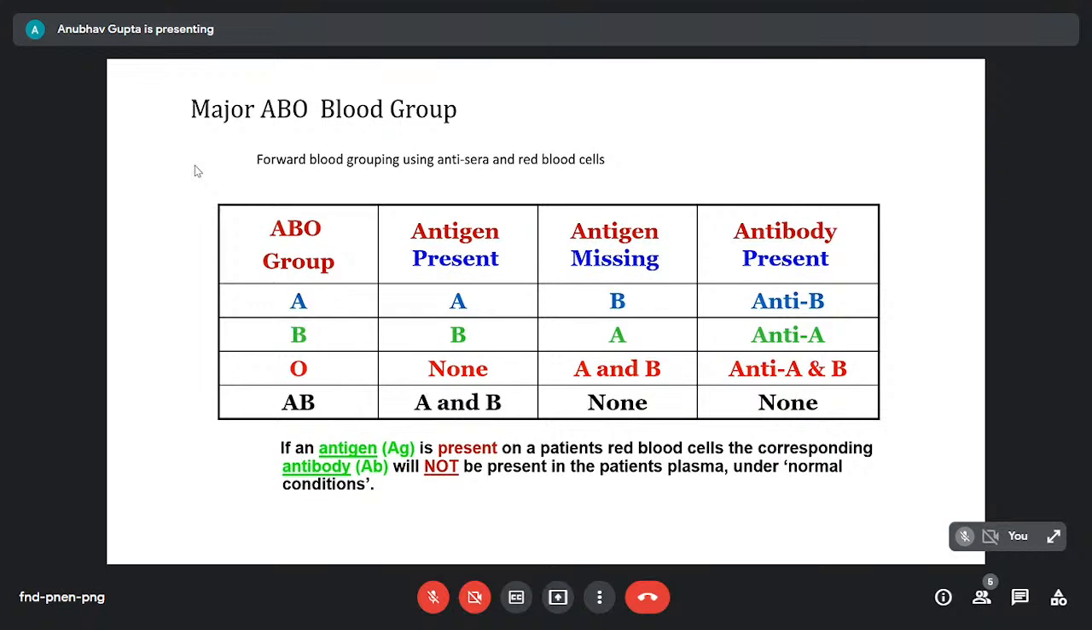I've already told you what normal conditions means by giving the example of AIHA, autoimmune hemolytic anemia. In AIHA, you may have the corresponding antigen and the corresponding antibody, but under normal conditions, if you are having an antigen, you will not have that antibody in your plasma. So this is the forward and reverse blood group.